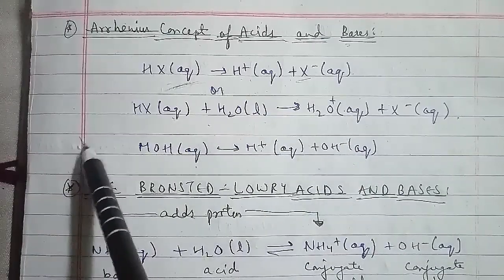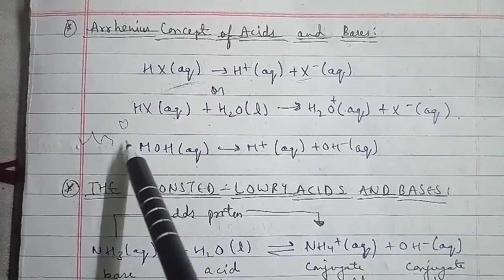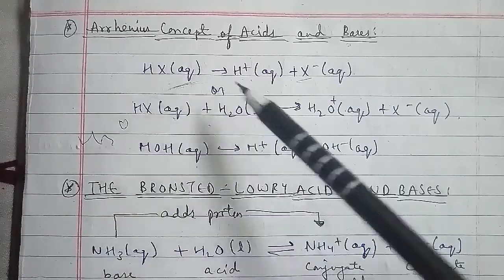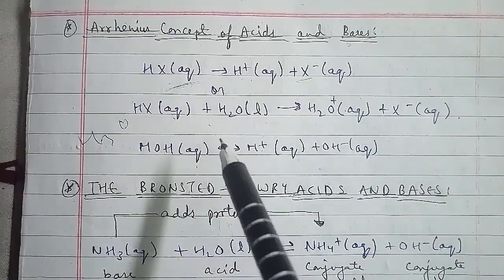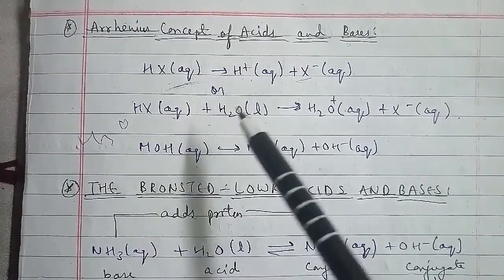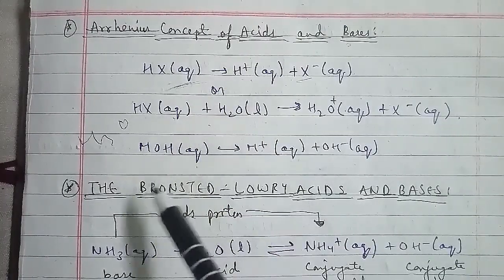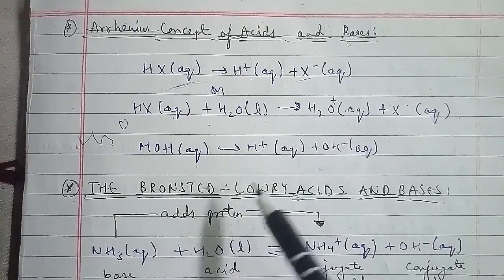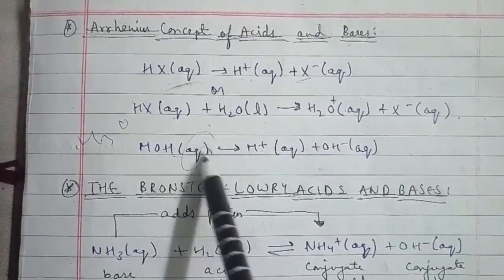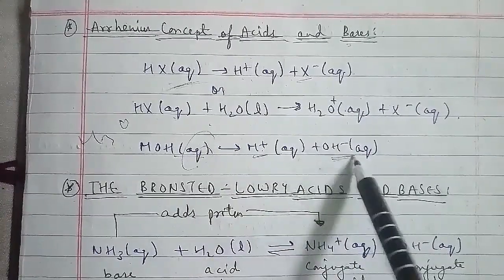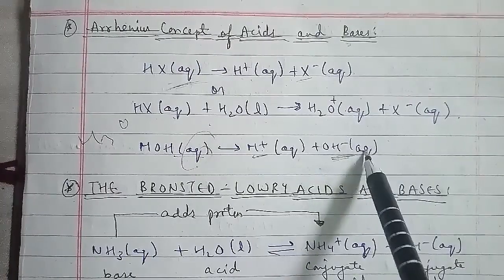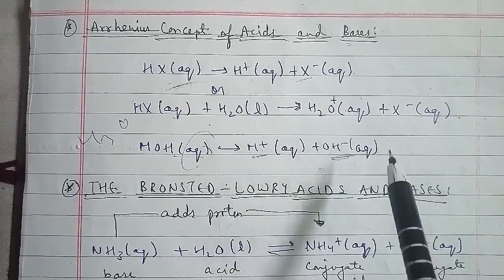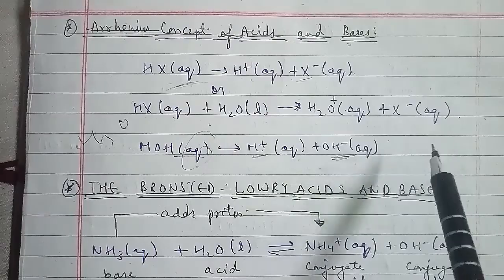Similarly, a base molecule like MOH ionizes in aqueous solution. According to the equation, MOH aqueous gives M+ and OH- aqueous. The hydroxyl ions also exist in hydrated form in aqueous solution. The Arrhenius concept of acids and bases, however, suffers from limitations: it is applicable only in aqueous solution, and it does not account for the basicity of substances like ammonia, which do not possess a hydroxyl group. In regard of that, we will discuss Bronsted-Lowry acids and bases.